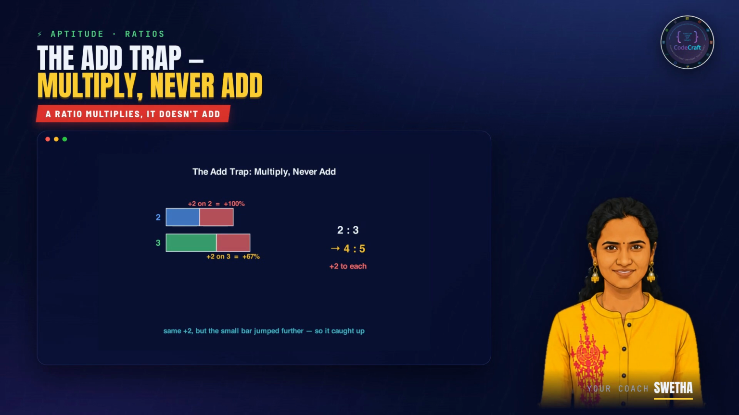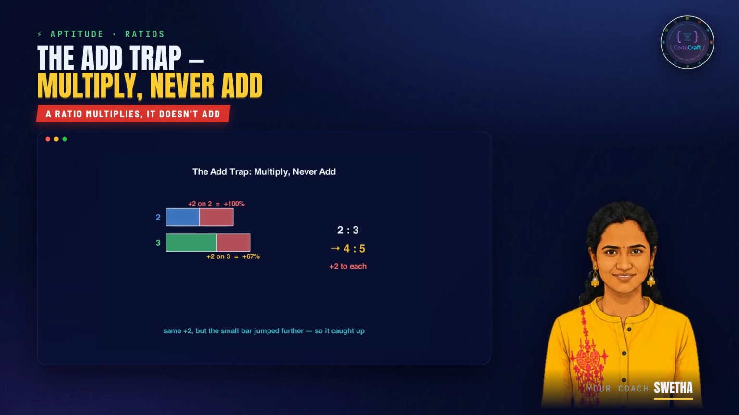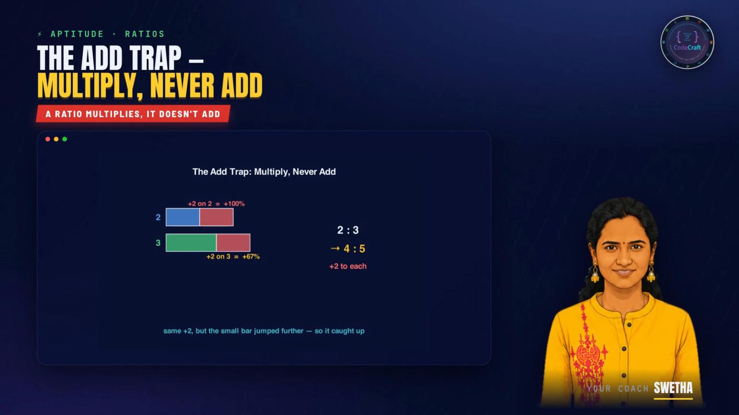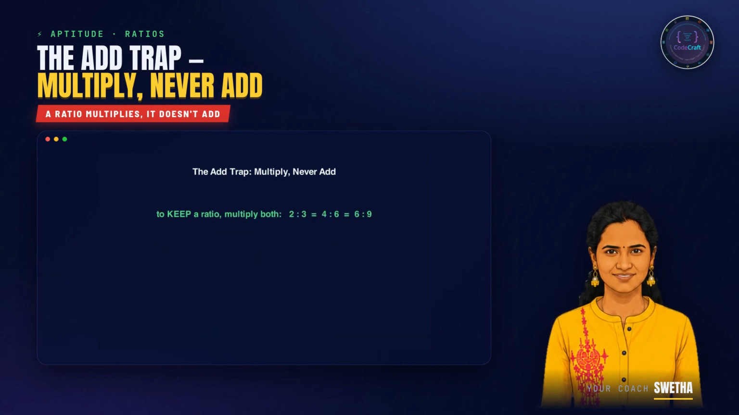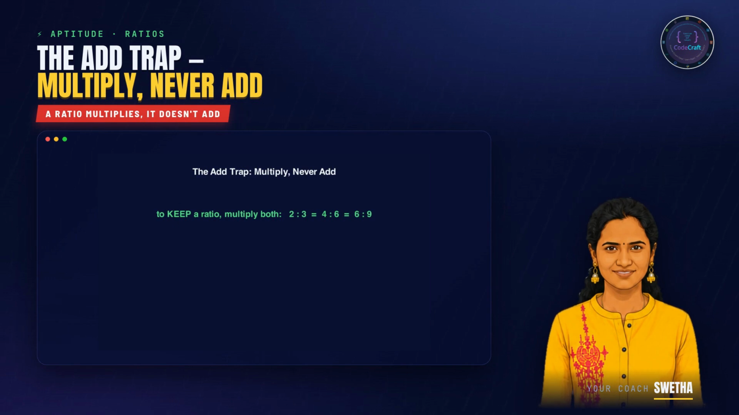A ratio is about multiplying, not adding. The only way to keep 2 to 3 the same is to multiply both by the same number. 2 to 3, 4 to 6, 6 to 9. Every one of those is the identical ratio.